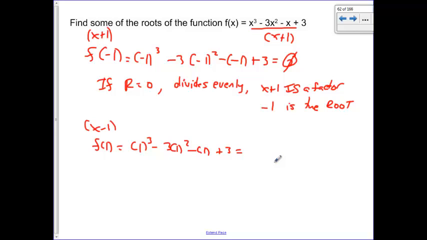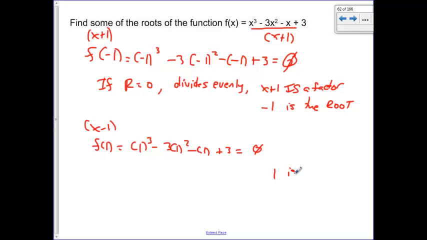Pretty much all I care about is, does this equal 0? If it equals anything other than 0, it doesn't divide evenly. If the remainder is 0, it does divide evenly. If it does divide evenly, then it means it was a factor. And if it was a factor, that means that was the x-intercept. Does that make sense?